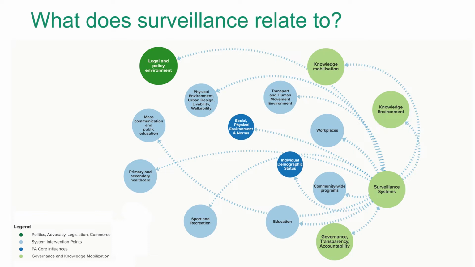And finally, for obvious reasons, surveillance is linked to governance, transparency, and accountability. It helps us to understand whether we are on track to meet our goals and targets and the level of engagement or investment across the system intervention points.